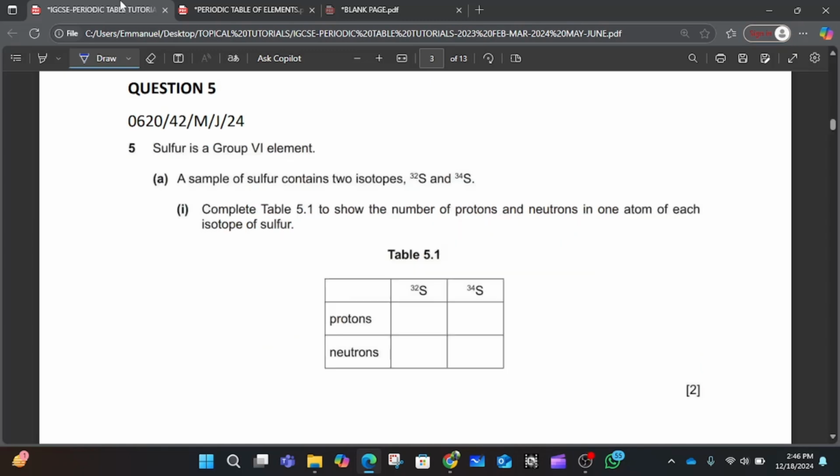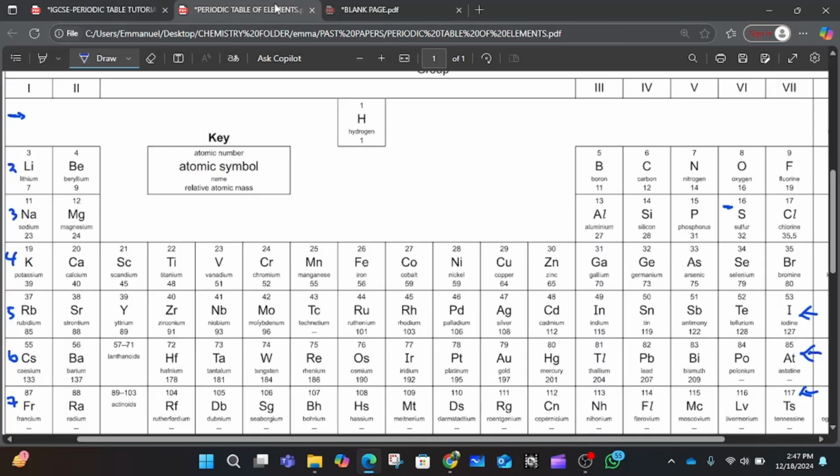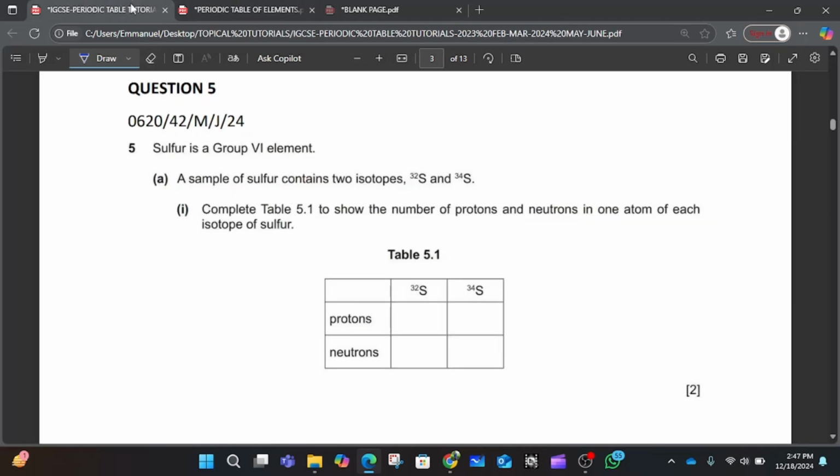The next question is question 5 of May-June 2024, paper 4-2. Sulfur is a group 6 element. A sample of sulfur contains 2 isotopes, isotope 32 and isotope 34. Complete table 5.1 to show the number of protons and neutrons in one atom of each isotope of sulfur. So sulfur in the periodic table is the 16th element. So that means proton number is 16. So this is 16, 16.